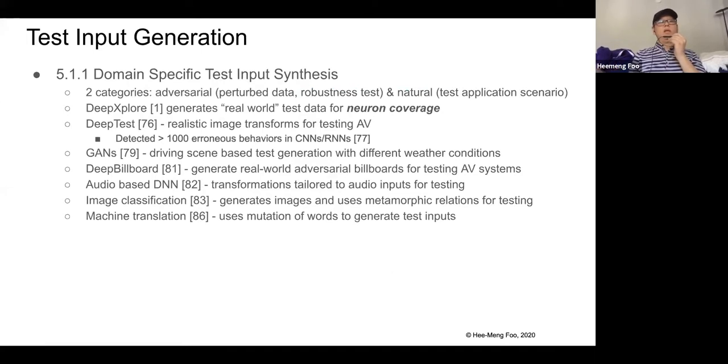So domain-specific, basically domain-specific test input synthesis. So 2 categories, adversarial as well as natural, and you can see there are a number of very domain-specific approaches. Say, for example, the GANs. So this is driving scene-based test generation. So you can probably guess this is a self-driving car problem. And then DeepBillboard, again, this is used for self-driving cars. Audio-based DNNs, this is for testing machine learning that have to do with audio inputs and so on and so forth.